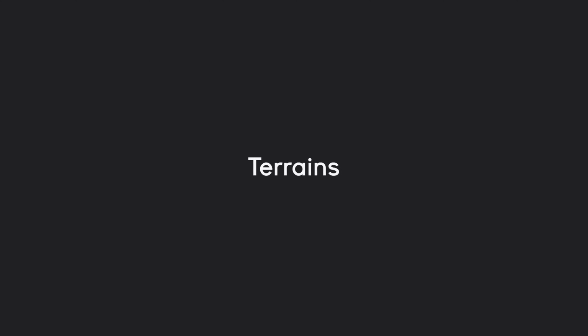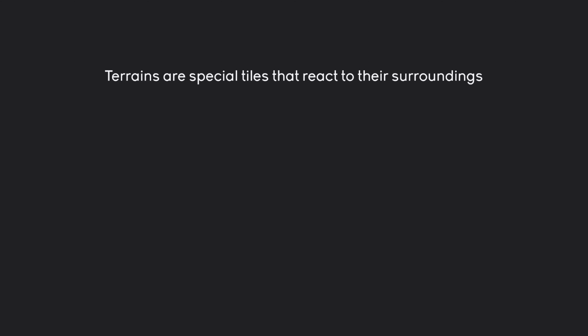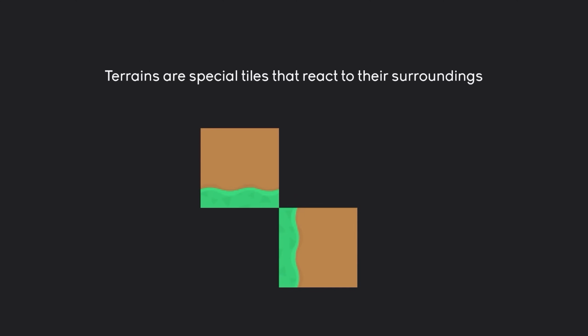So let's talk about terrains. And basically, terrains are special tiles that react to their surroundings. And what does that actually mean? Let's do an example. Say you have this kind of case here, where you want to figure out what this tile is going to be.